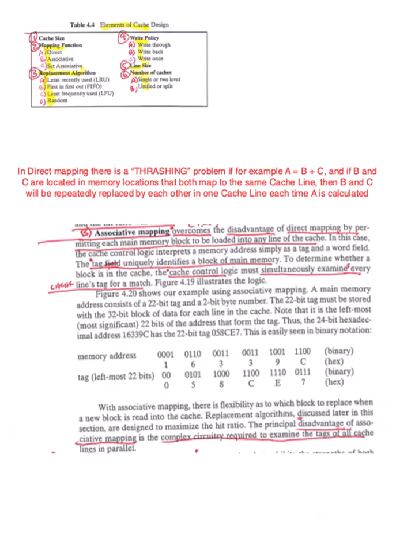Now, before we move on to the next type of mapping, associative mapping, let's look at a very important negative about direct mapping. In direct mapping, there is a thrashing problem. Thrashing is, for example, if we're saying A equals B plus C, and B and C are located in memory locations that both map to the same cache line. There are different groups, and each one of those groups has a spot that maps to a certain line slot of the cache, so B and C will be repeatedly replaced by each other in one cache line each time A is calculated. You might be repeating A equals B plus C in a loop.